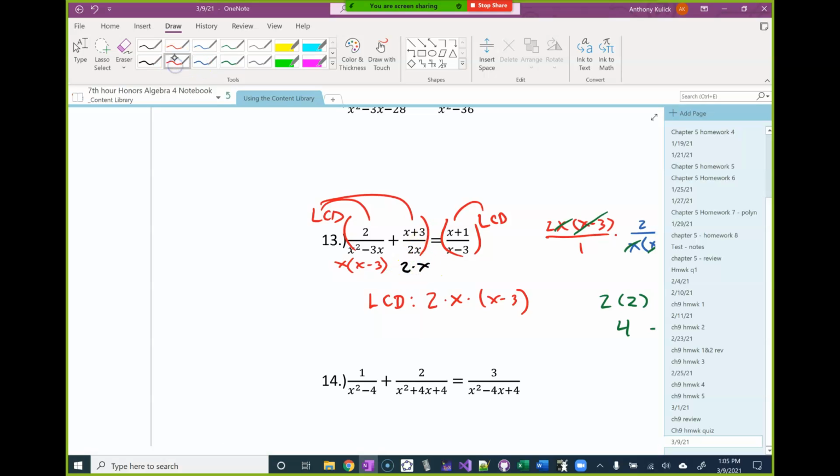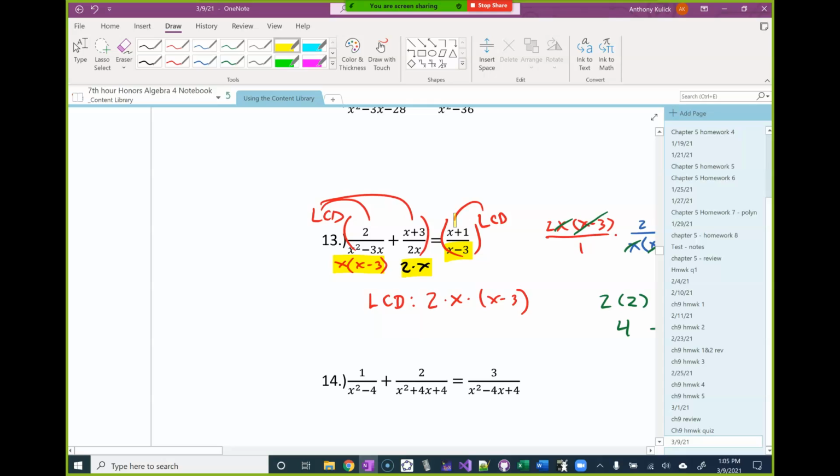Alex. How do you check for? Yeah, so all I'm doing is I'm going back to the original and plugging my solution in for x and seeing if I get 0. So if I get 0 when I plug it back in, it's an extraneous. I just discard that solution.